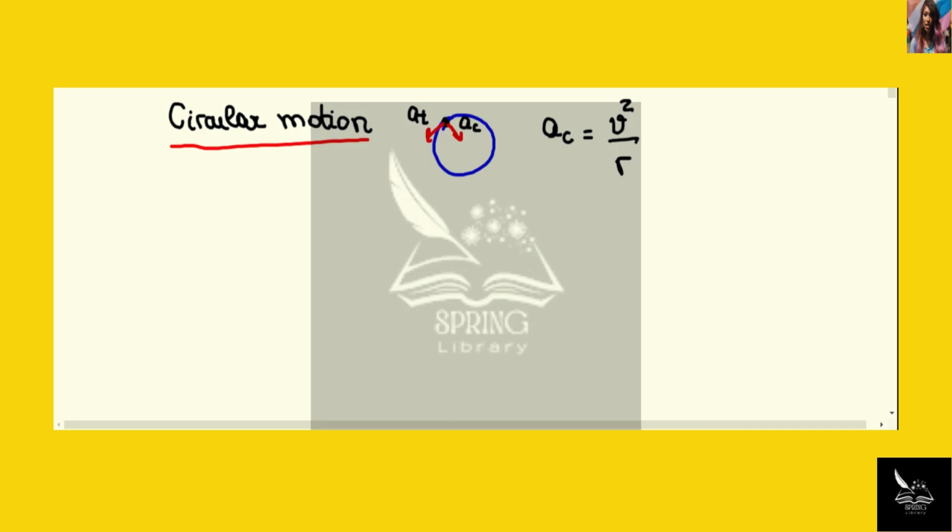The centripetal component points towards the center of the trajectory and is equal to v squared divided by r in magnitude. V is the speed and r is the radius of the trajectory. And it accounts for the change in velocity of the particle. The tangential component is equal to the variation in speed of the particle and is equal to dv dt.